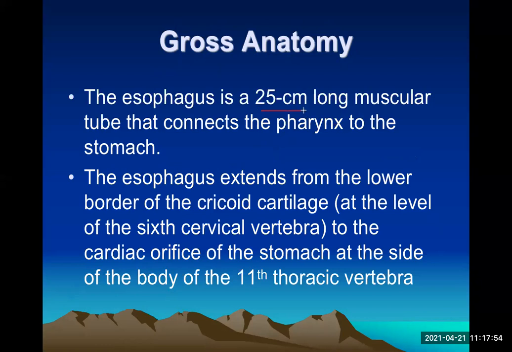Esophagus is a 25 centimeter long muscular tube which connects the pharynx to the stomach. So it is a connecting tube between the pharynx and the stomach. Which pharynx is connected? There are three forms of the pharynx: nasopharynx, oropharynx, and laryngopharynx. So which one is continuous with the esophagus?